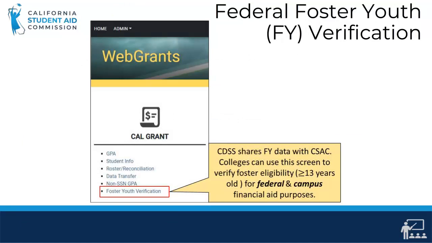Students who are eligible for the Cal Grant B for foster youth do not need to meet the March 2nd deadline, but they do need to have their high school GPA submitted for consideration. In WebGrants, you can use the foster youth verification screen to confirm foster youth status for Cal Grant B awardees. However, this does not confirm Chafee applicants, and it is a view-only screen.